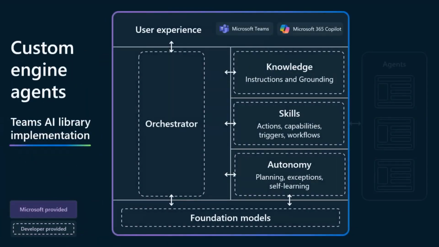And with custom engine agents in particular, you have complete control of the stack, from the foundational models, orchestrator, and the knowledge, skills, and autonomy, and then you can launch on Microsoft Teams or in Microsoft 365 Copilot. That is in comparison to declarative agents, which are based on Copilot's underlying model as well as orchestrator. So declarative agents can be a fast, powerful way to get started, whereas with custom engine agents, you have full control all the time over your stack and your build, which makes it very exciting for developers to go in and really fine-tune the experience that you want to have with your users.